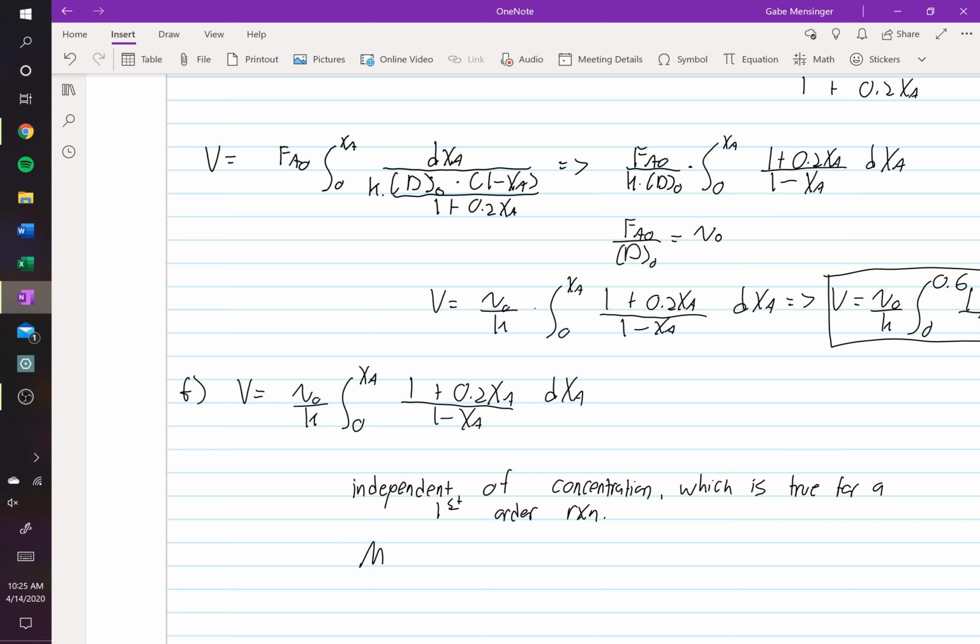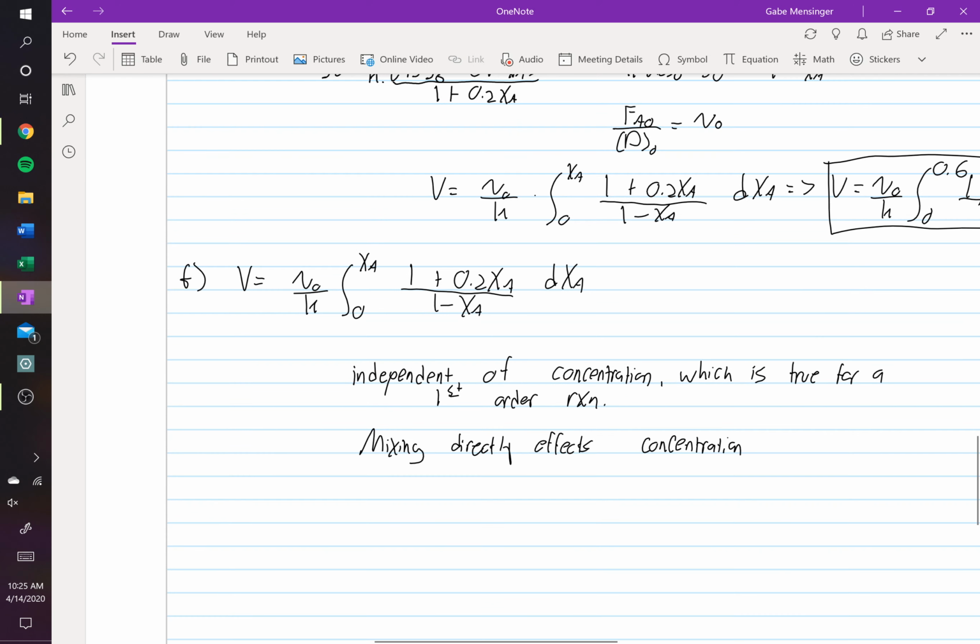So mixing directly affects, I don't know if I'm using the right word, concentration. Since concentration is not important here, the conversion of the segregation model will be the same.